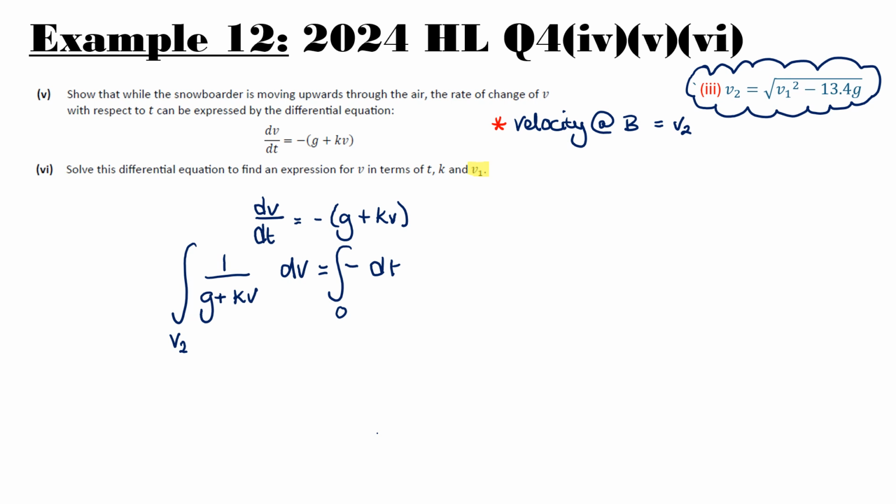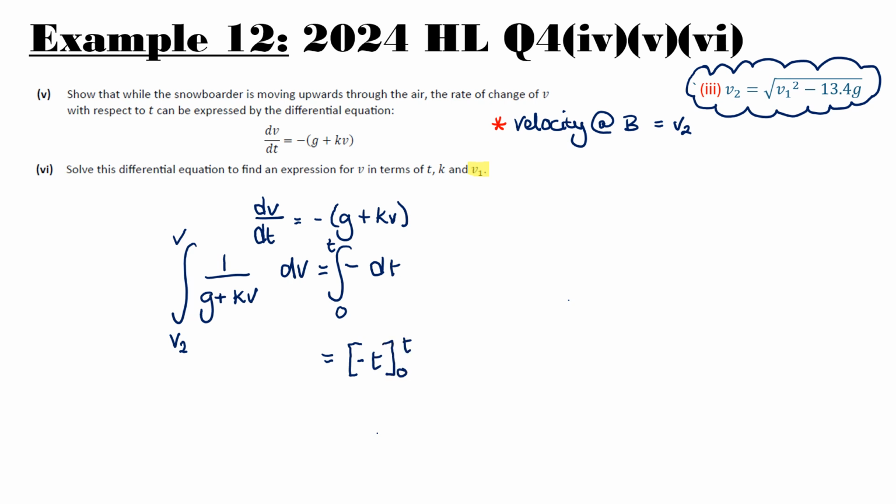So when the time is 0, our velocity is v2. And that's really, really important. That's what we're looking for. So then we have time t and velocity v. So the right-hand side, very straightforward, minus t, and we're evaluating that between 0 and t.